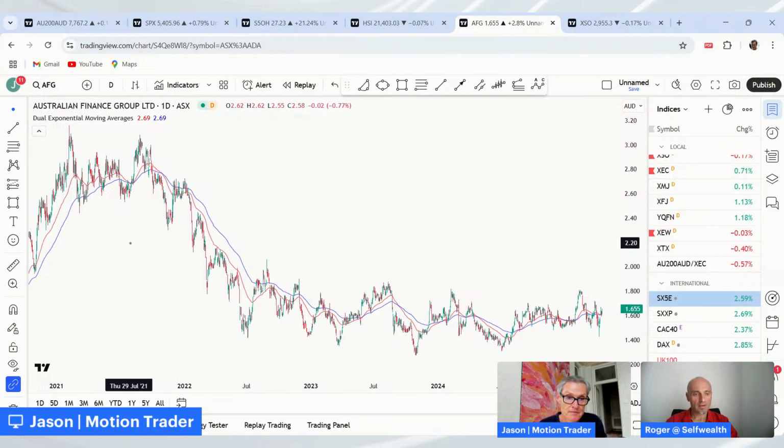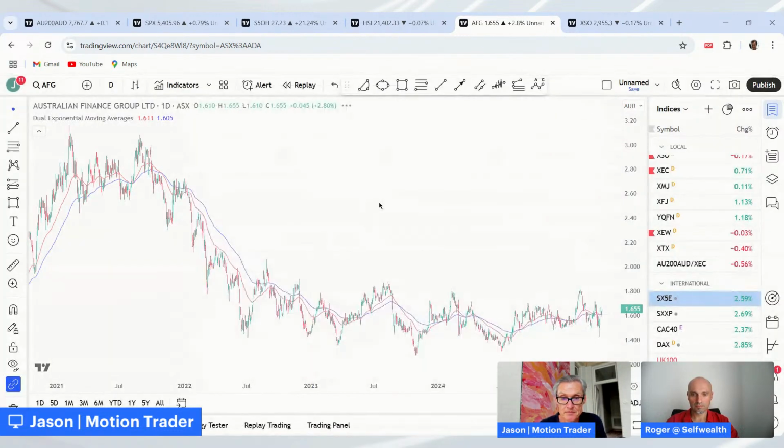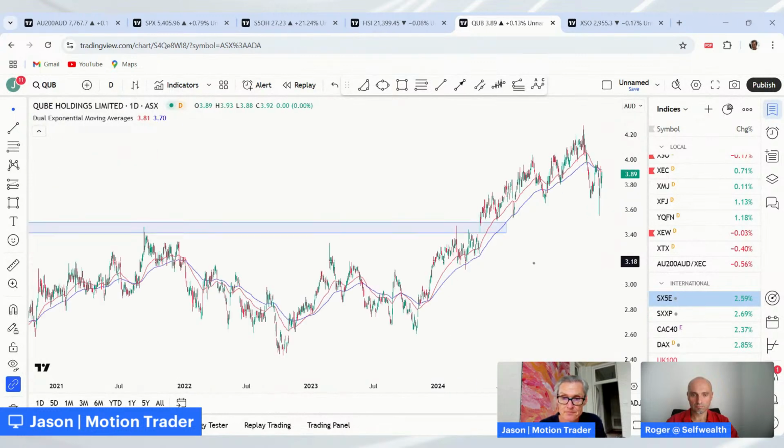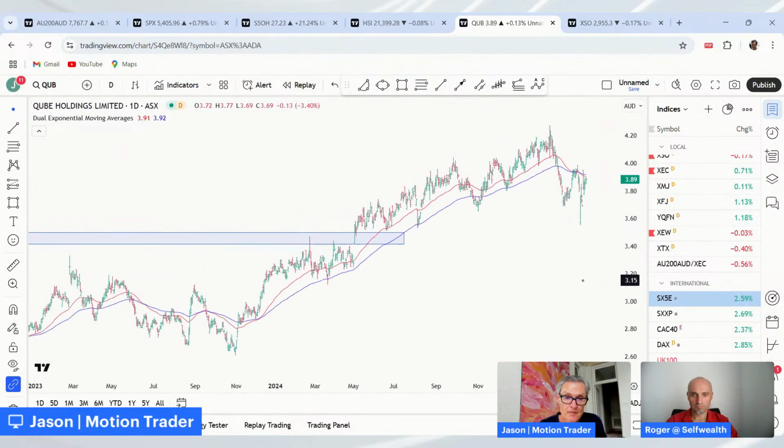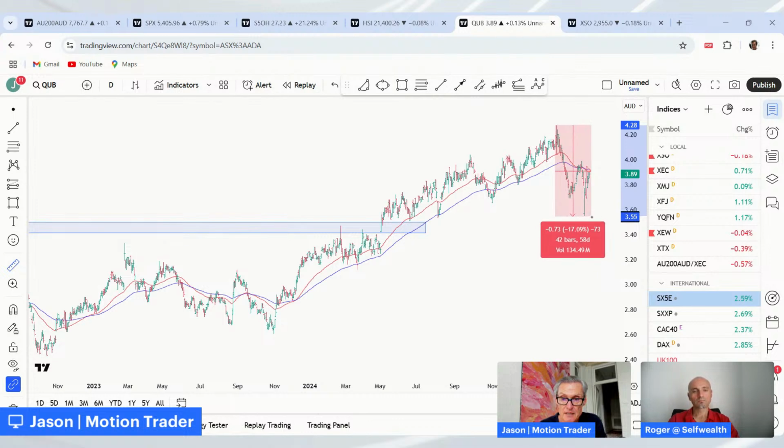All right, QUB is the next one. It's a bit of a theme with a few of the stocks. We've seen nice trends which have been severed by excessive volatility.